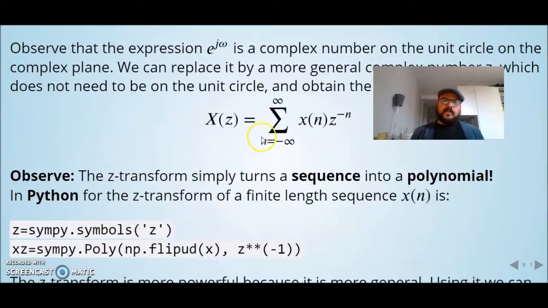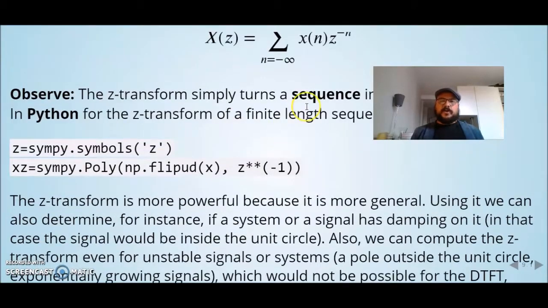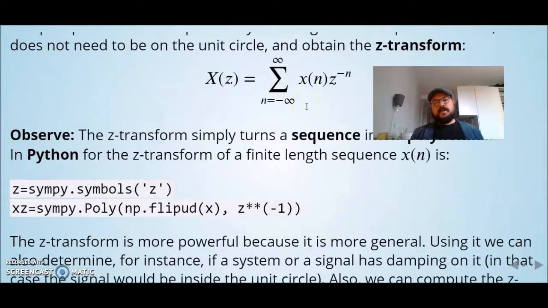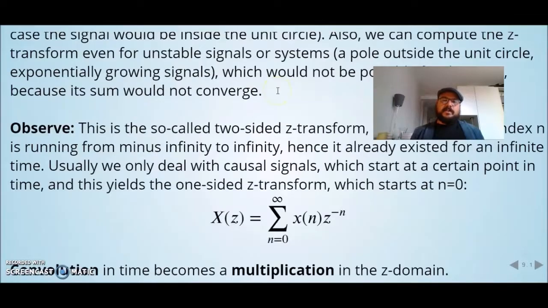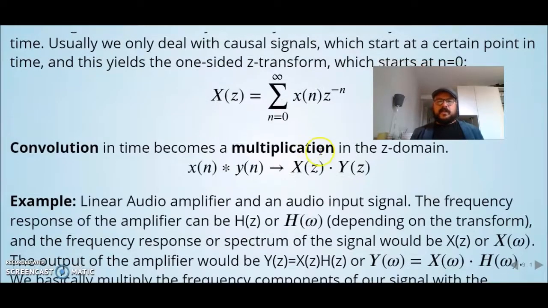And this is the so-called two-sided Z-transform, but when we are dealing with causal systems that have a starting point in time, we can have the one-sided Z-transform that goes from 0 to infinity. The convolution in time also becomes a multiplication in the Z-domain, so we can take advantage of this.